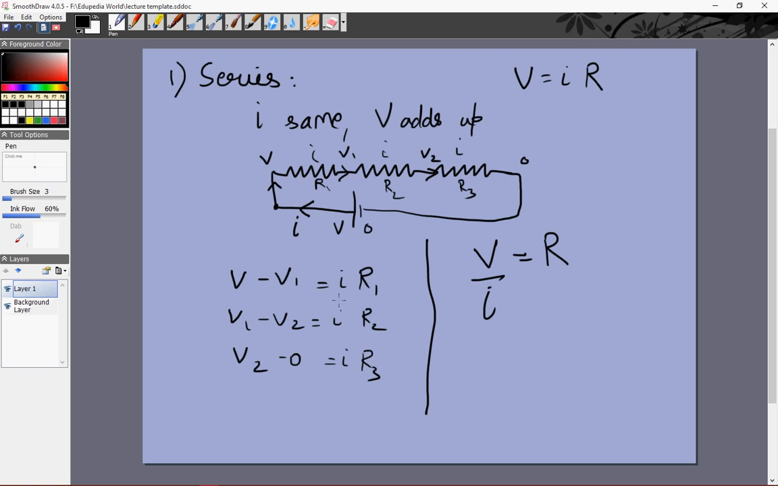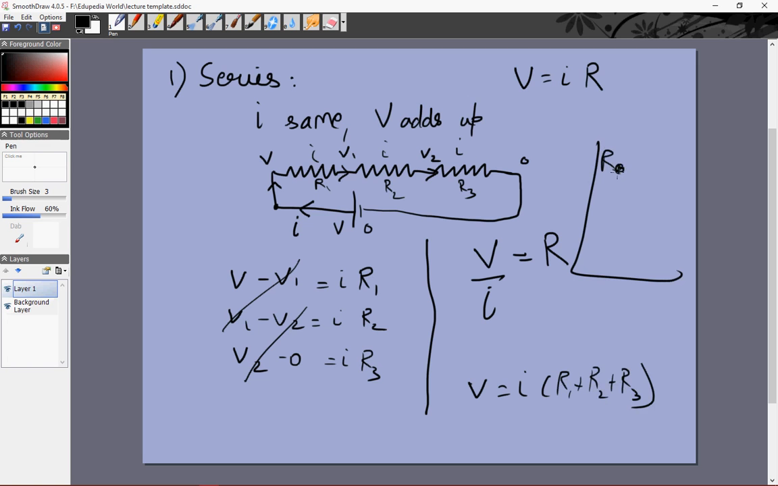So you add these three, these two will cancel, these two will cancel, you'll get V is equal to I times R1 plus R2 plus R3, or the standard result for series. So why am I saying R equivalent? R net is equal to R1 plus R2 plus R3, right? Dot dot dot if there are more of them, right? R equivalent here.